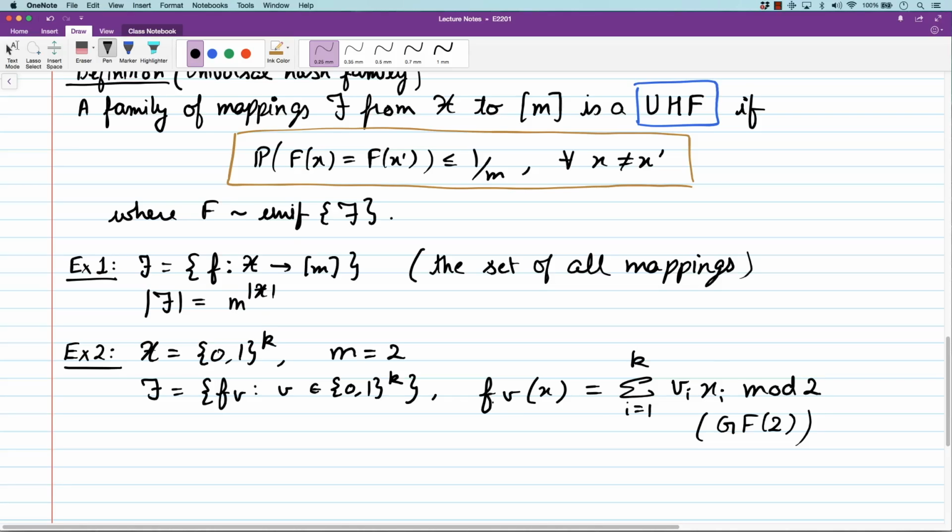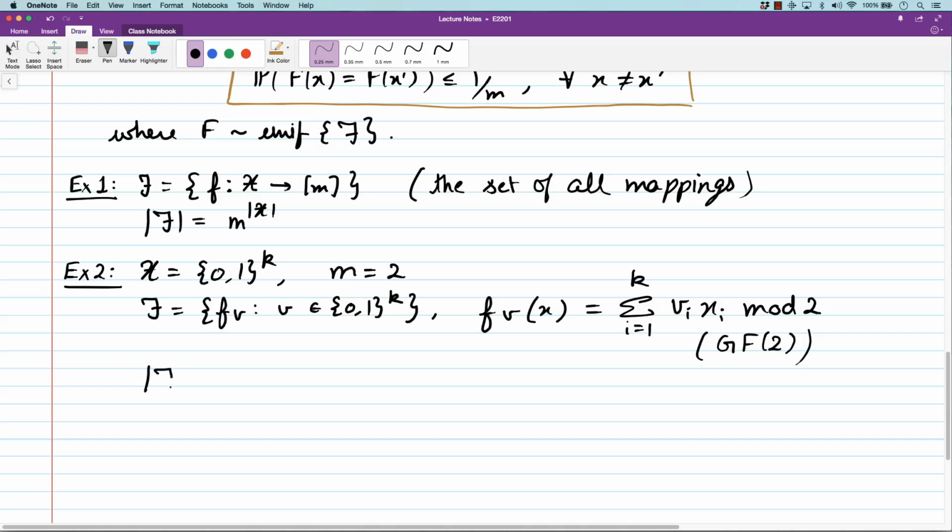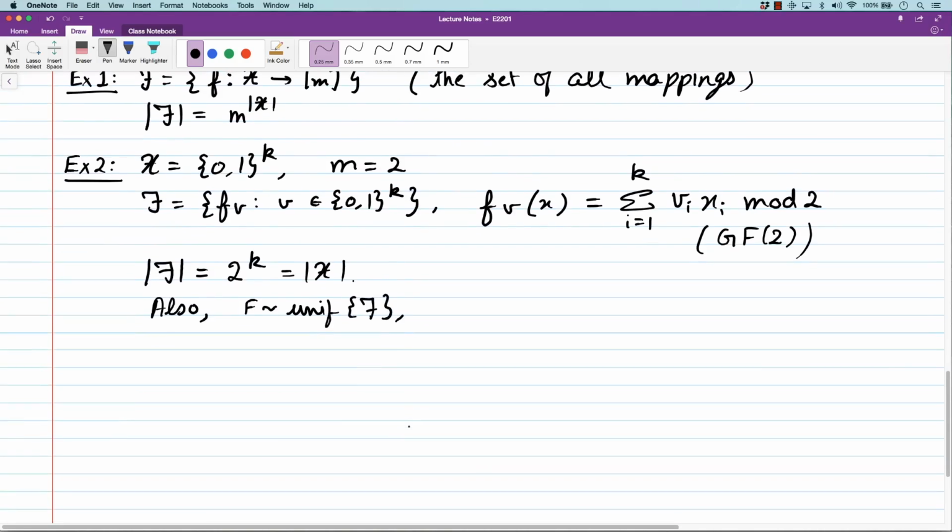One for each v. And what is interesting is that the number of functions here is not m to the power |X|, which would have been 2 to the power 2^k. It is just 2 to the power k, which is just the cardinality of X. Also, let's see if this satisfies the two-universal hash property. So for f uniformly distributed over this family, let's see what happens to the probability of collision.